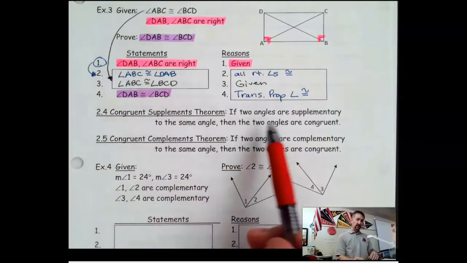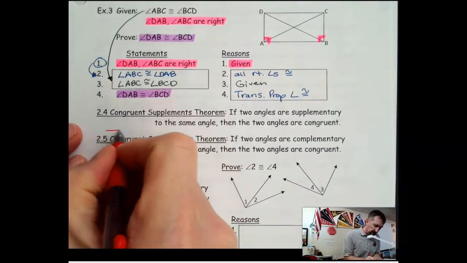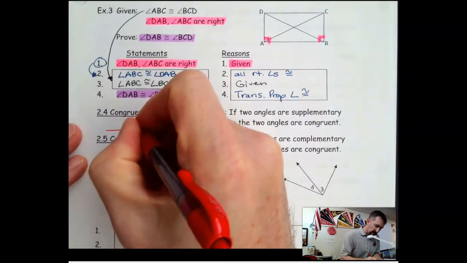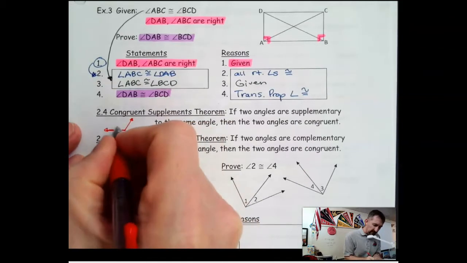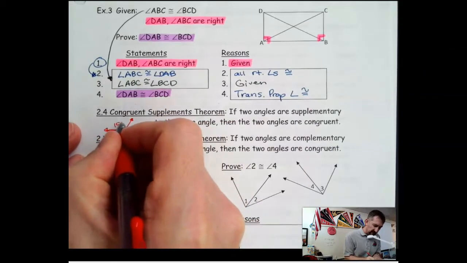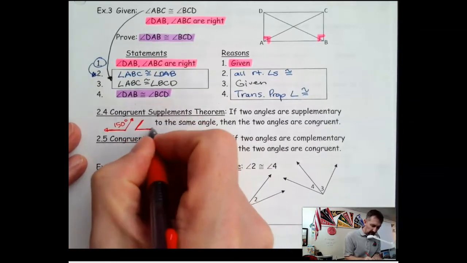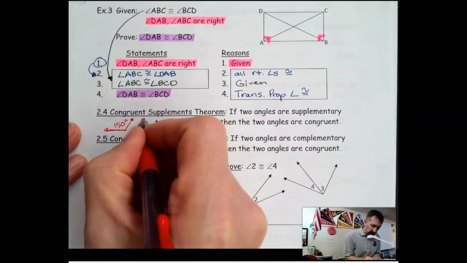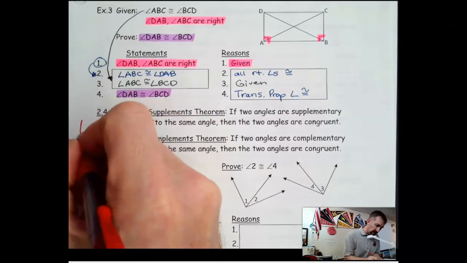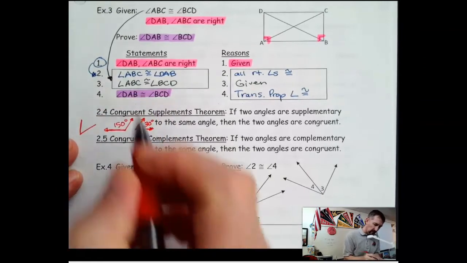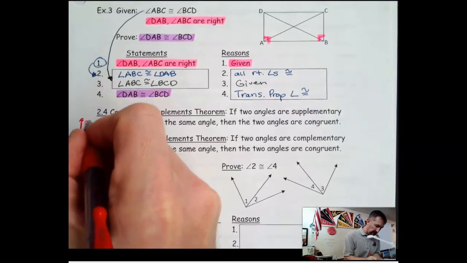Now, congruent supplements theorem. If two angles are supplementary to the same angle, let's think about what that means for a second. So I'm going to just sketch this. Probably should have used a protractor, that would have been a little bit straighter, but I'm just going to make this up. So let's say that's 150. And then let's say there's an angle here, and let's say that one is 30. And we're going to put one more over here, and that one is 30 also.